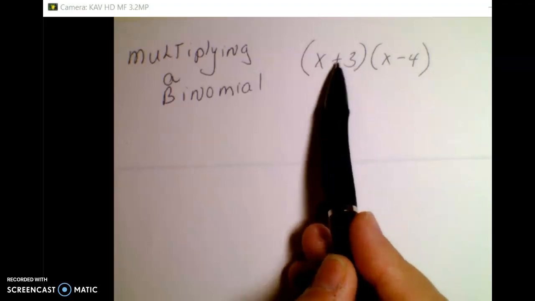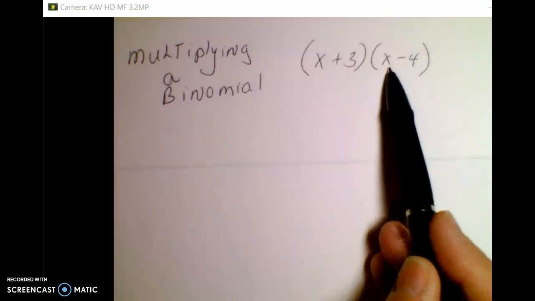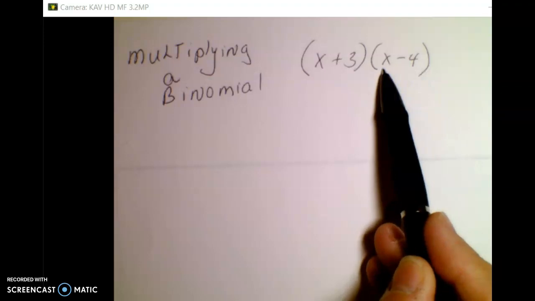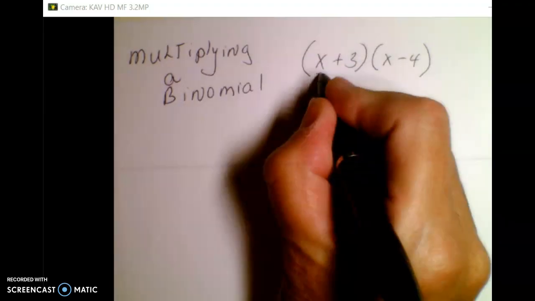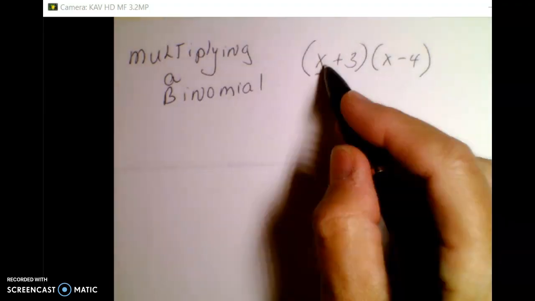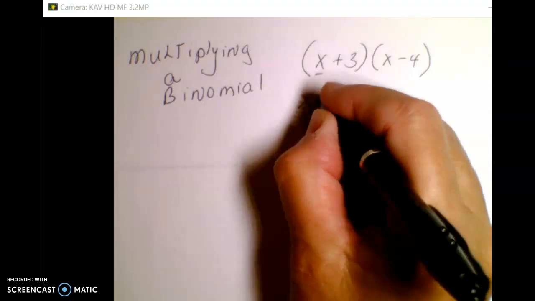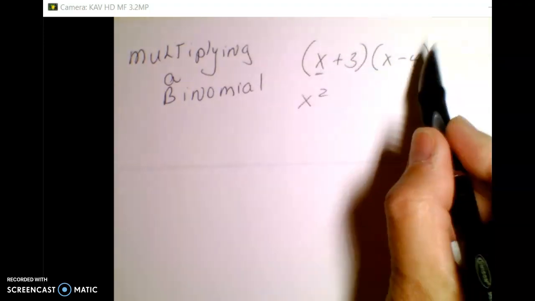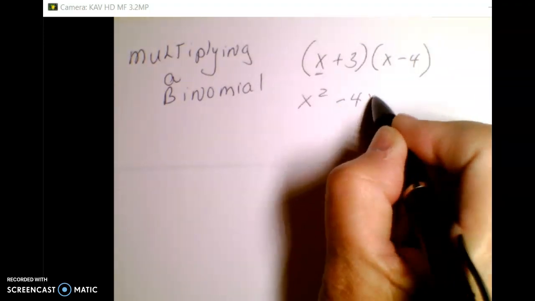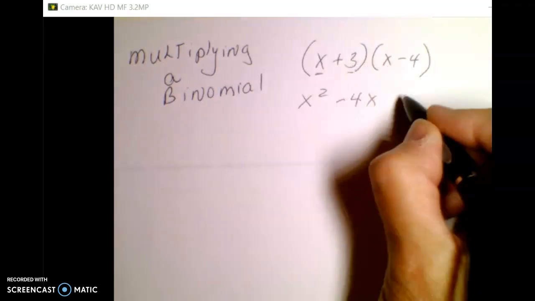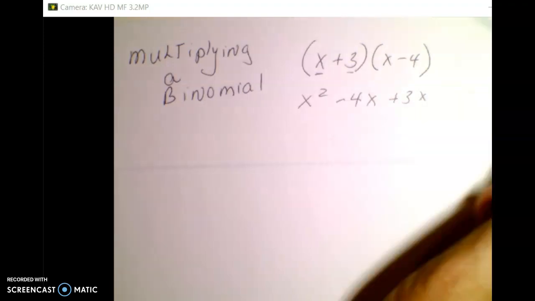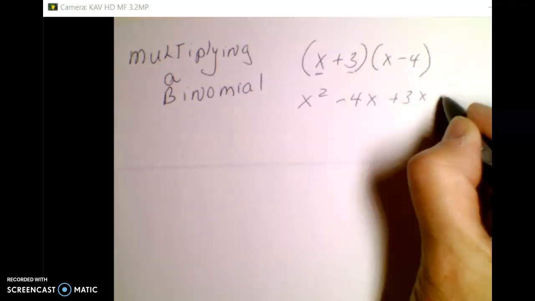So this has two terms, and this has two terms. So that makes those two binomials. We multiply those together, we use the distributive property. So we're going to distribute the x first. I'm going to multiply x times x, and I get x squared. And I multiply x times -4, and I get -4x. I multiply 3 times x, and I get a positive 3x. And I multiply 3 times -4, and I get a -12.